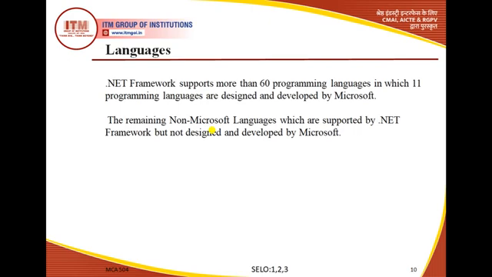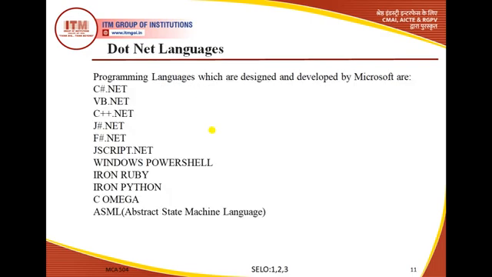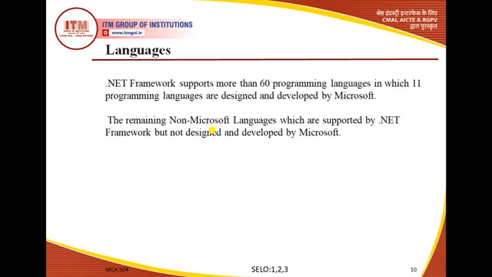Now we'll come to the languages. The .NET Framework supports more than 60 to 70 programming languages, of which 11 programming languages are designed and developed by Microsoft. So Microsoft has designed 11 programming languages. The .NET Framework supports more than 60 programming languages. The remaining non-Microsoft languages which are supported by the .NET Framework but not designed and developed by Microsoft are also some.